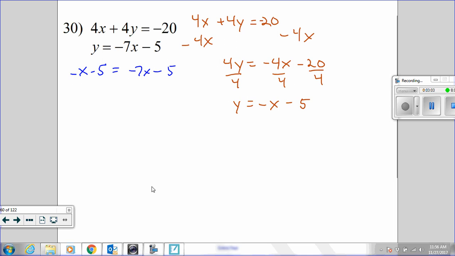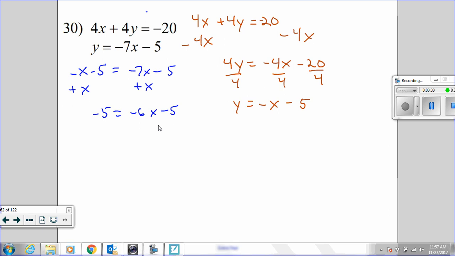All right, now I'm going to solve for x. I'm going to add x on both ends. Now I have like terms, so I can add these two together. The negative x plus x here and negative 7x plus x, we're going to combine those, and that's going to give me negative 5 is equal to negative 6x. Since I added an x to the negative 7x, it's going to make it negative 6x minus 5.